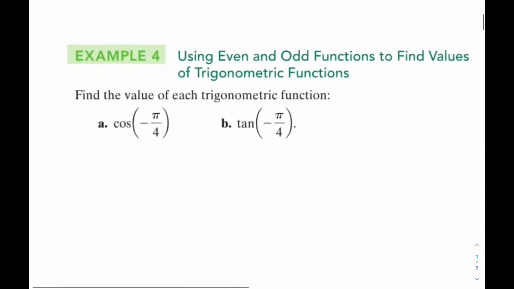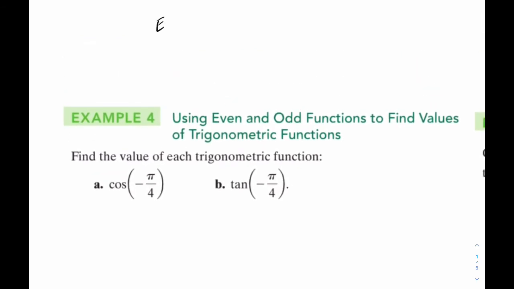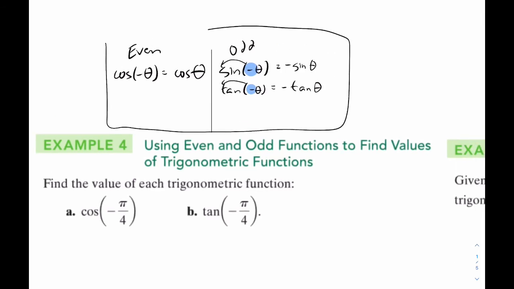Now here, we're going to have even and odd functions. So quickly, let's remember even. Cosine is even because if you put a negative in there, it does not matter. It just gets rid of itself. And odd, that's going to be sine and tan. And if it's odd, what happens is these negatives will basically come out like so. So you get negative sine theta, negative tan theta. So formulaically, that would be what even and odd functions are. So I'll put a box over here for us.